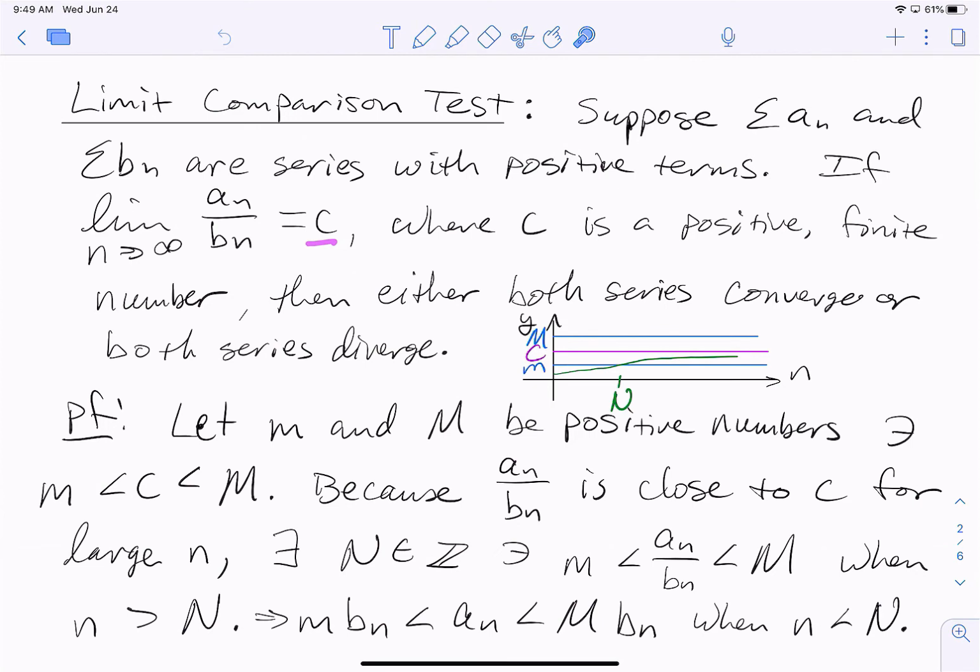Number 3, the limit comparison test doesn't care if it's less than 1, greater than 1, equal to 1, whatever. As long as the answer isn't 0 or infinity, you're good to go.